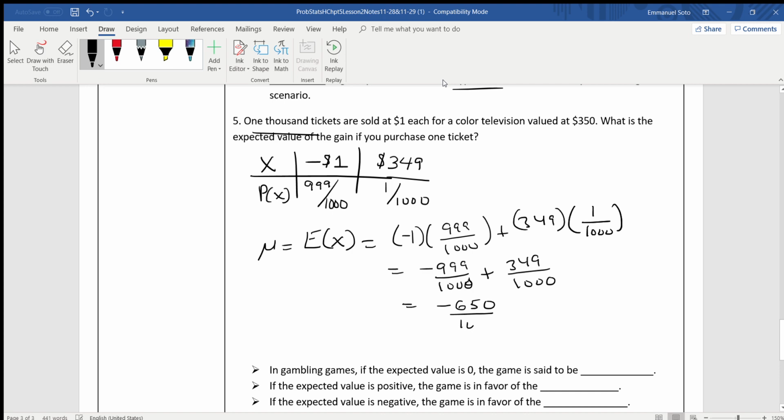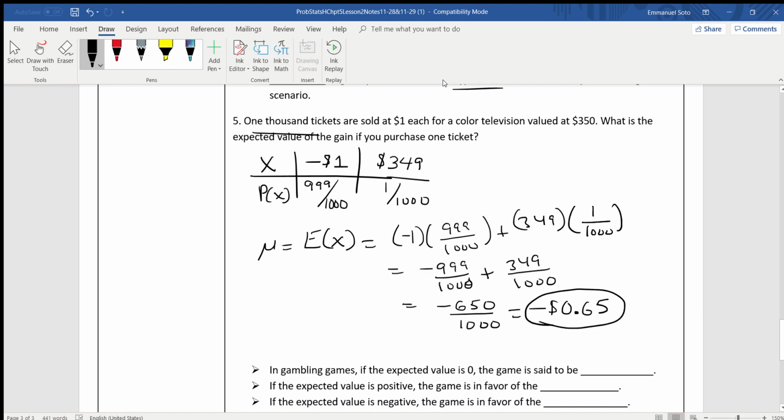-650 out of 1,000. If we convert that to a decimal, that's -0.65. What that's saying is that on average, you are expected to lose 65 cents from this game. Most of the time you're going to be losing $1, $1, $1, but at one point you may get the television, which is $350. So on average, it averages out that you end up losing 65 cents.